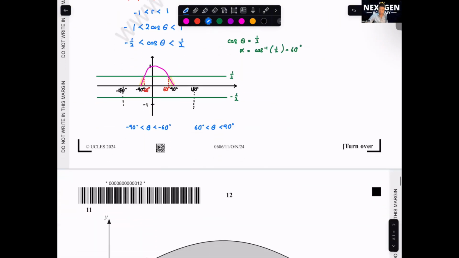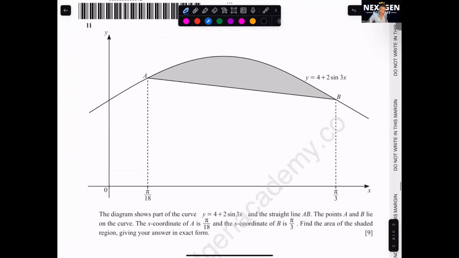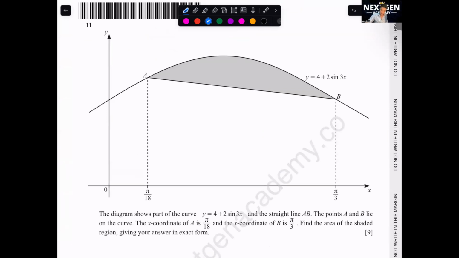All right, let's go to question 11. Another integration question. This one you need your calculator. The diagram shows y equals to 4 plus 2 sine 3x and the straight line AB. A and B lie on the curve. The x coordinate of A is pi over 18. The x coordinate of B is pi over 3. Find the area of the shaded region. Give your answer in exact form. This one will be in paper 2, definitely need your calculator.